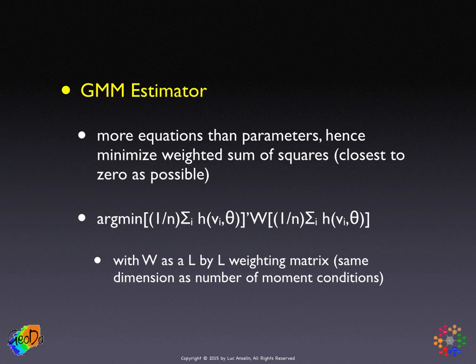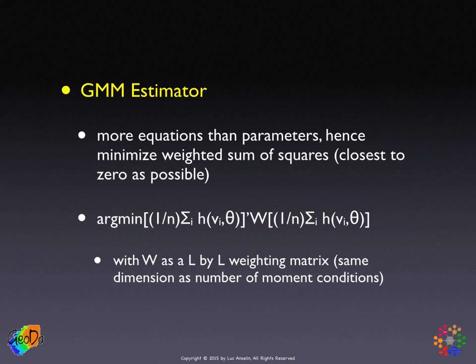So in general, a generalized method of moments estimator, or GMM estimator, is a weighted sum of squares that is minimized with respect to the parameter values. The reason for this minimization is that we cannot satisfy all the equations exactly. So rather than picking a few and ignoring the others, we try to get all of them as close as possible to zero in a least squares type of sense.